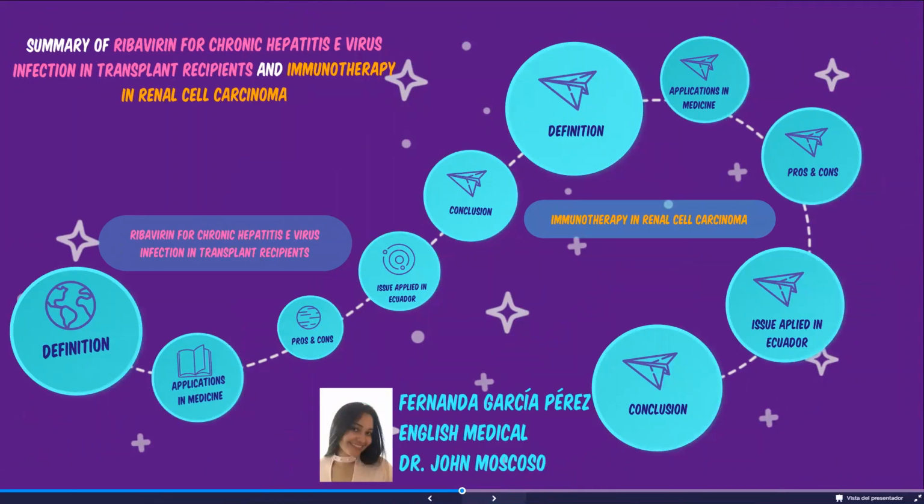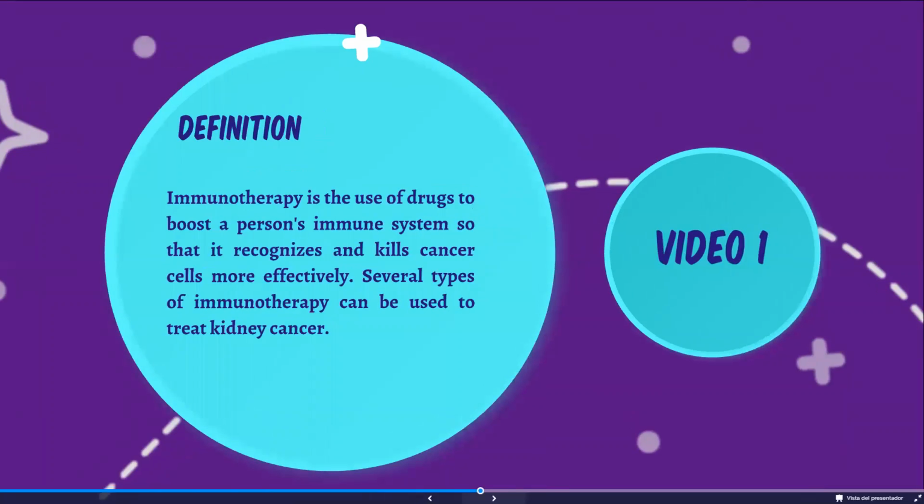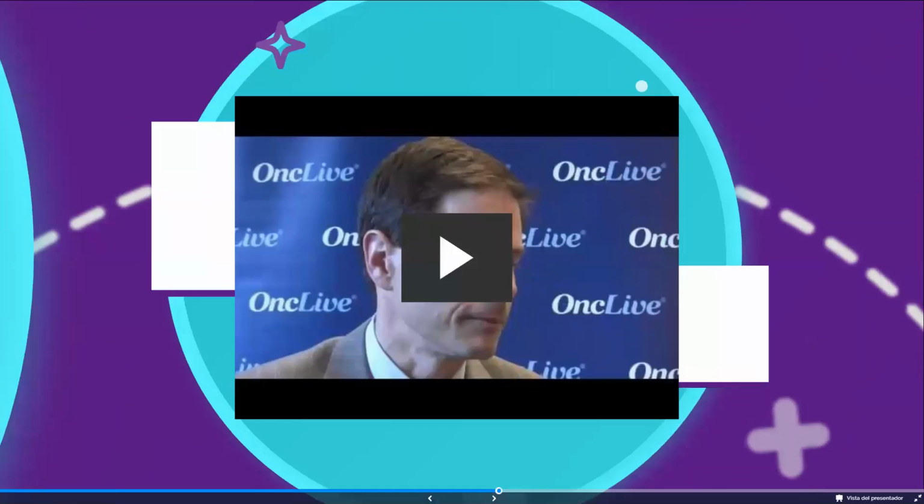The topic is immunotherapy and renal cell carcinoma. Definition: immunotherapy is the use of drugs to boost a person's immune system so that it recognizes and kills cancer cells more effectively. Several types of immunotherapy can be used to treat kidney cancer.